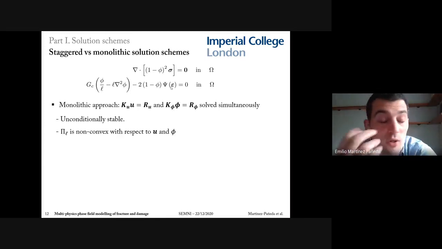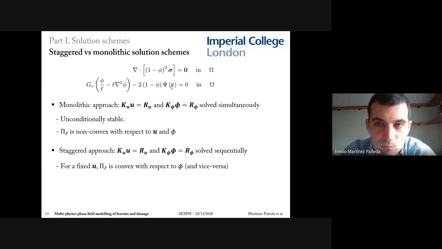One is what we call monolithic schemes, where we solve the displacement subsystem and the phase field subsystem simultaneously. This is ideal and in principle efficient, as the system is unconditionally stable. However, the total potential energy functional is non-convex with respect to the displacement and phase field solutions, and this causes convergence problems as the Jacobian matrix in Newton's method becomes indefinite.